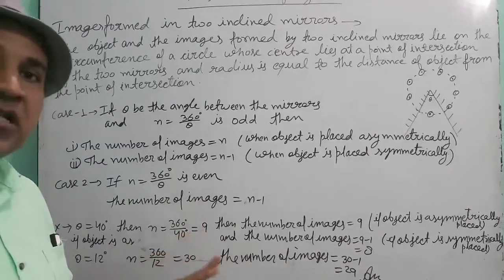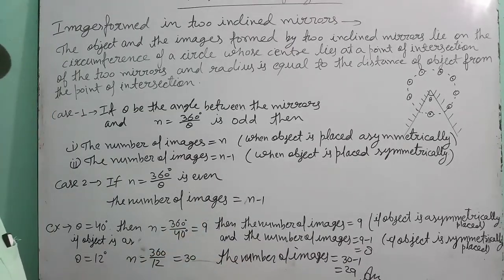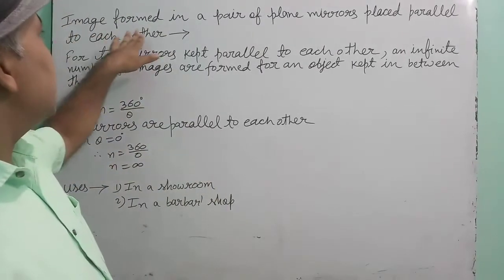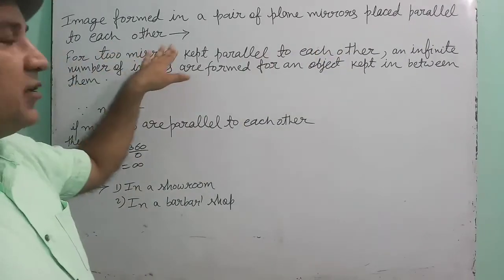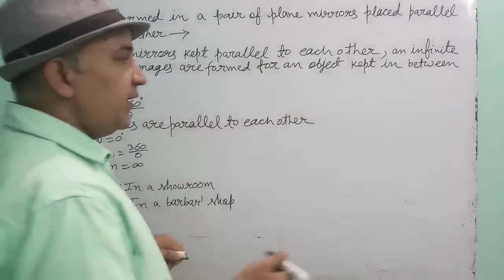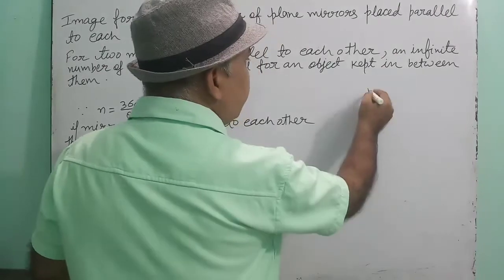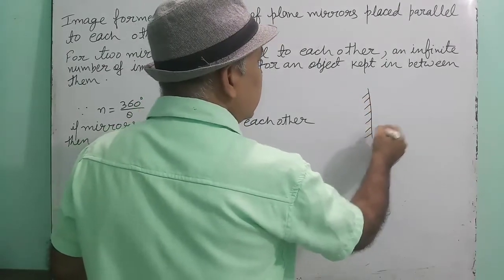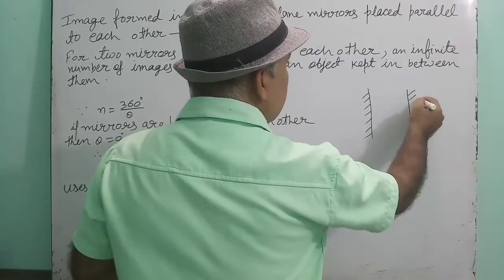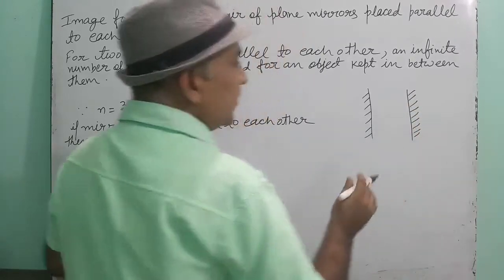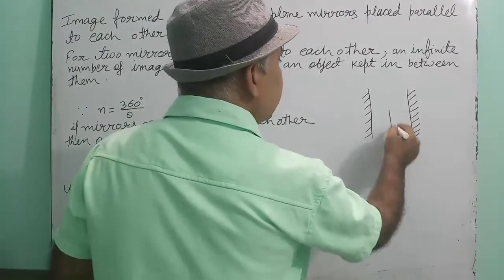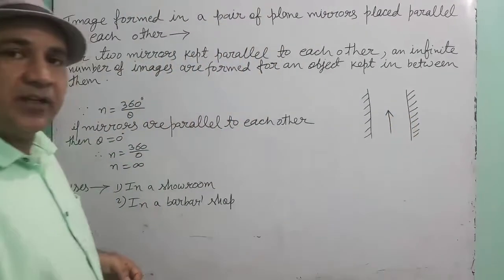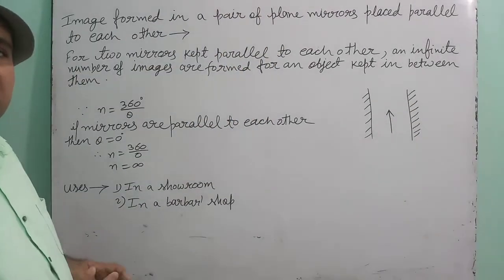The number of images will be 29. Okay, now note down these things. Now we will see image formed in a pair of plane mirrors placed parallel to each other. That means if two plane mirrors are kept parallel to each other, and the object is placed between them somewhere, then how many images will be formed?